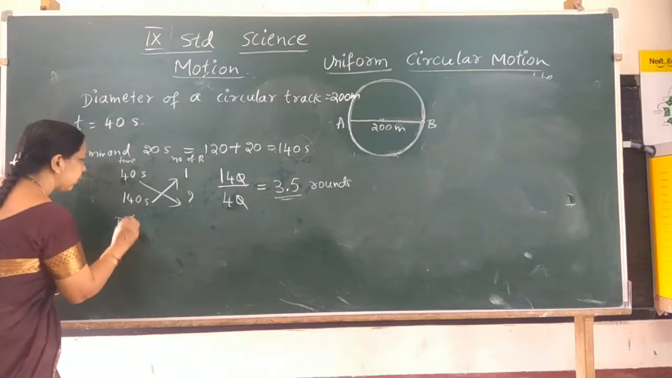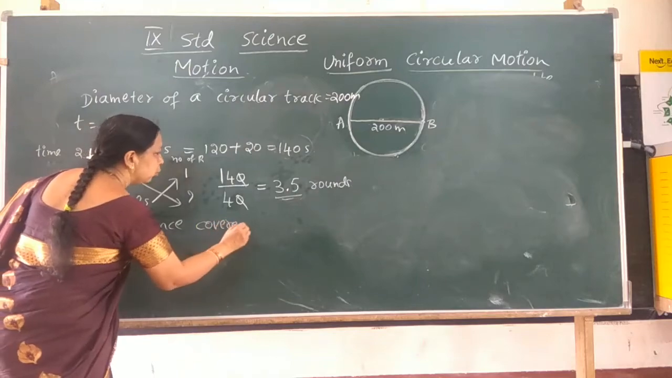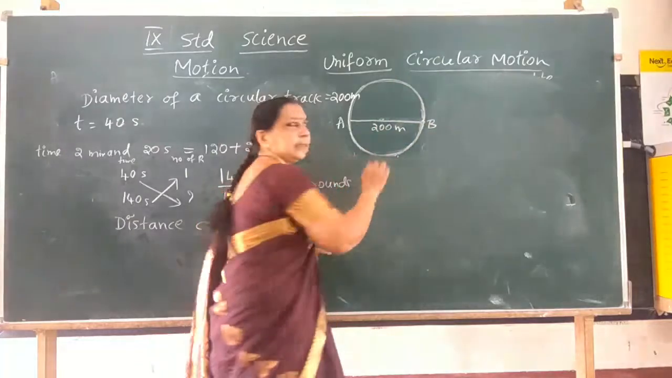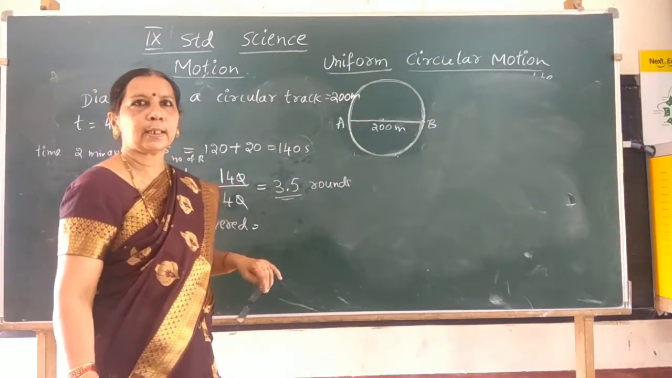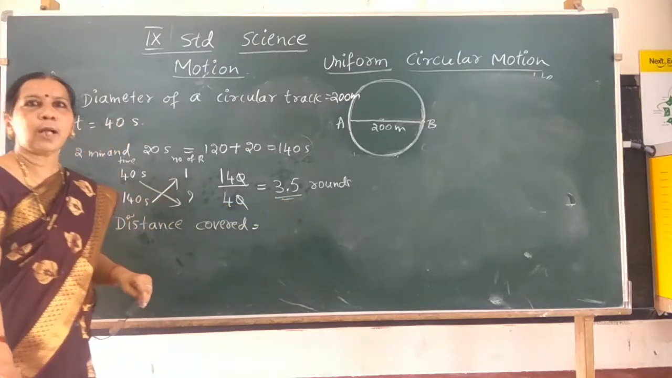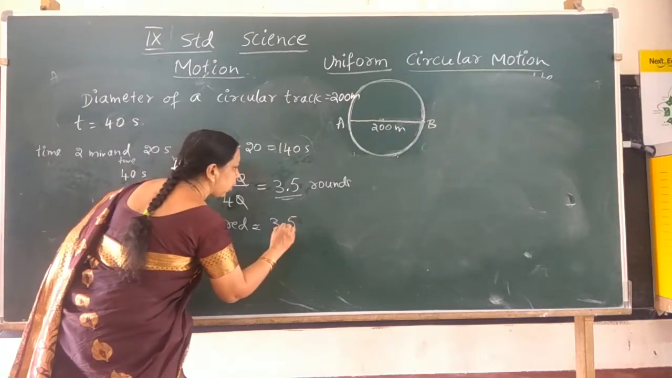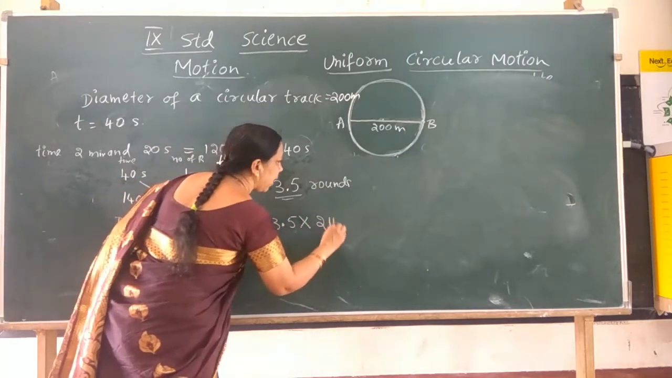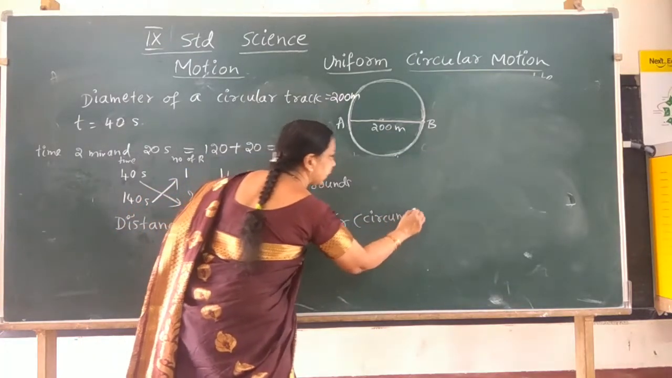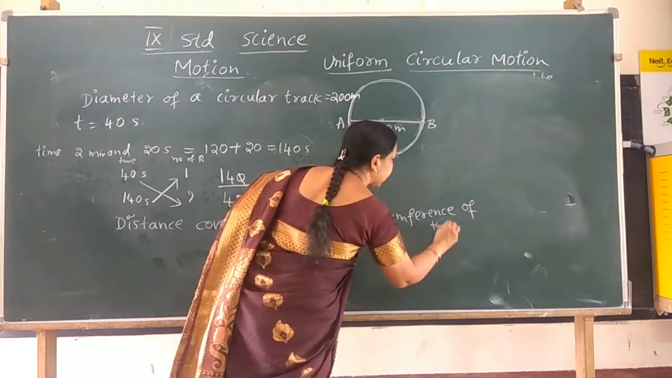Now the distance covered is nothing but, you know that the distance covered in case of circular path is the circumference of the circle. Here how many rounds does he have to come? 3.5 rounds. So what is the distance covered? It is nothing but 3.5 rounds into 2 pi r. What is 2 pi r? It is nothing but the circumference of the circle. Distance covered is nothing but the circumference of the circle.